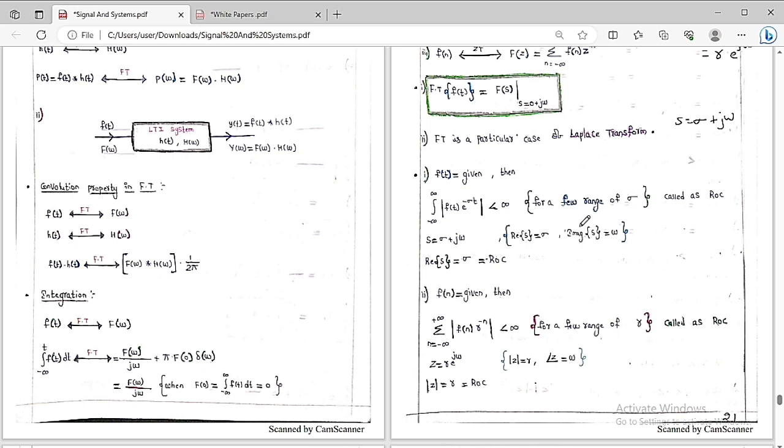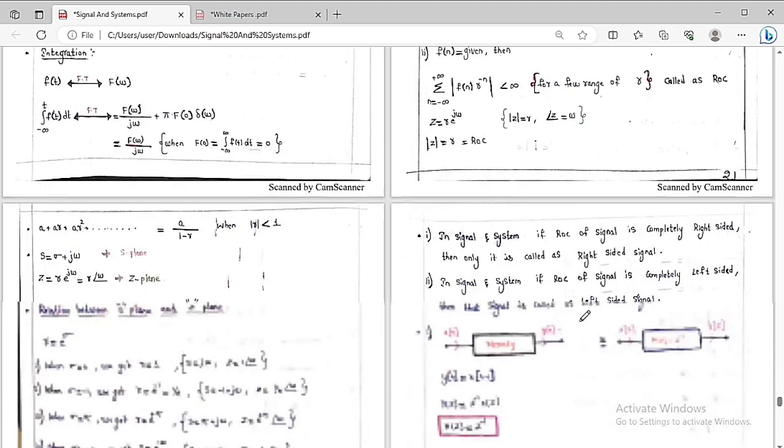So finally, I can say in the case of the time domain, the ROC is nothing but sigma. In the case of the discrete domain, the ROC is nothing but the radius. In the case of the time domain, the ROC is sigma, which is the real part of S. And in the case of the Z transform, the ROC is nothing but the magnitude of Z, which is R. So these things always you have to keep in your mind.